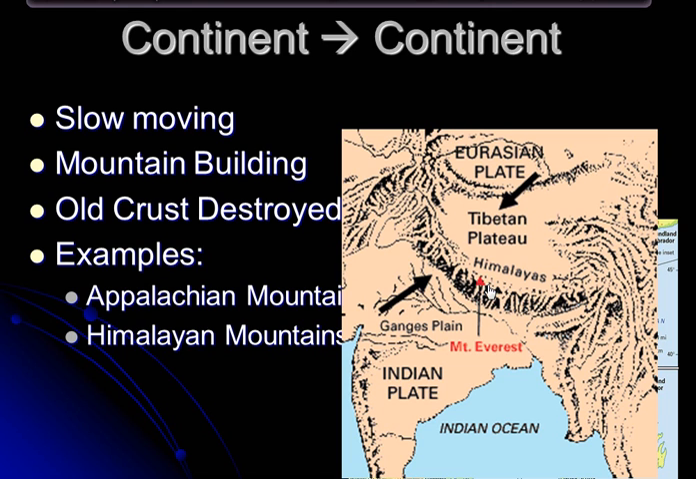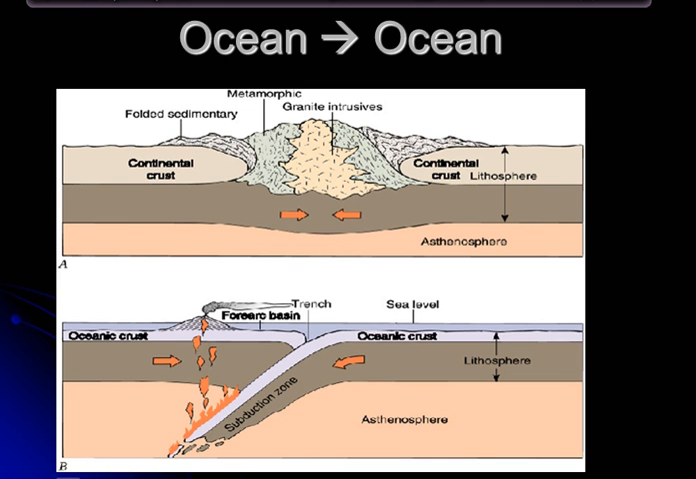Mount Everest is right here. It's the tallest mountain above sea level. It continues to grow each year. The reason that it is growing is because this plate is still moving this way, crashing into this plate, and since they're still crashing together, these mountains are still building up and getting taller and taller. So there's an example of continent to continent.